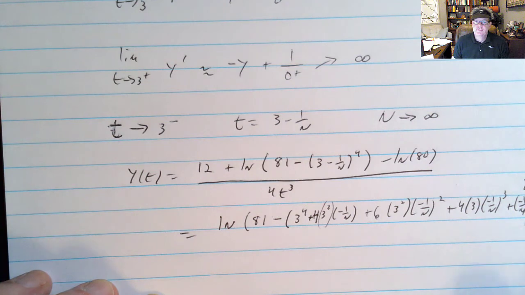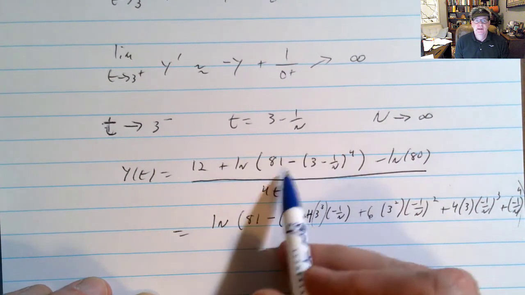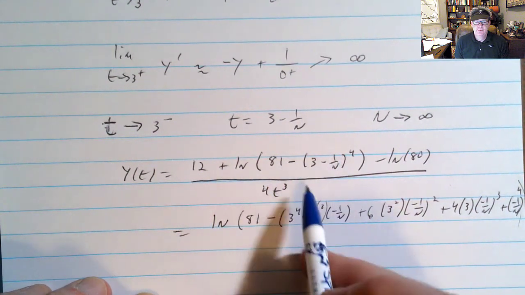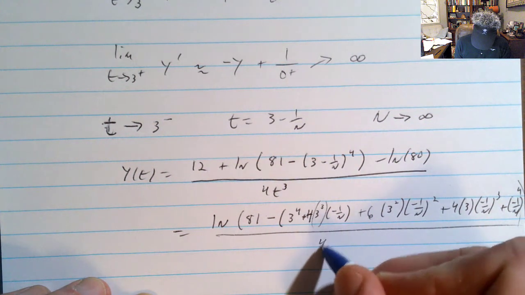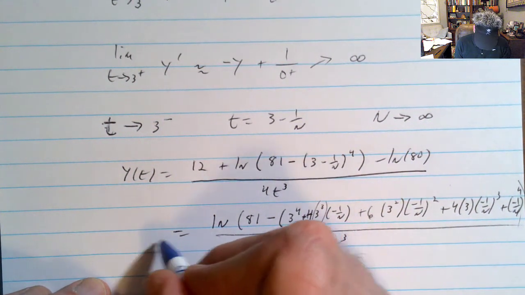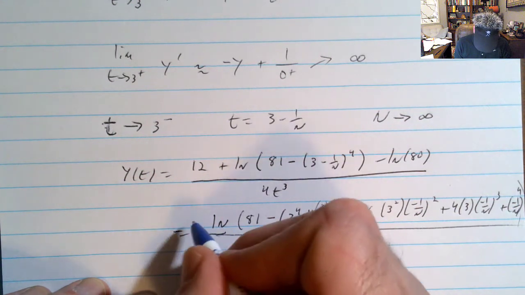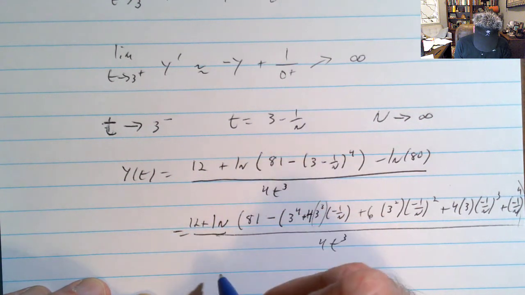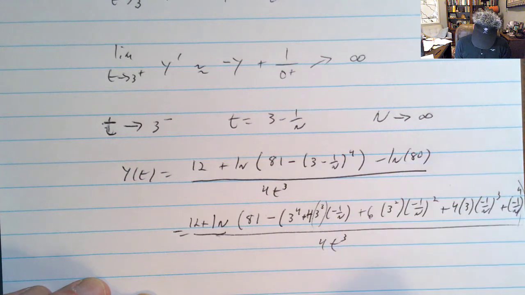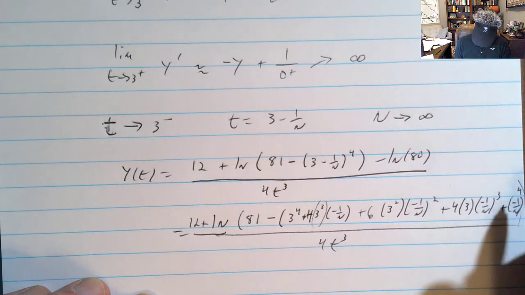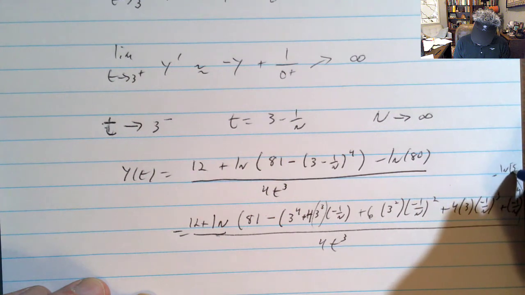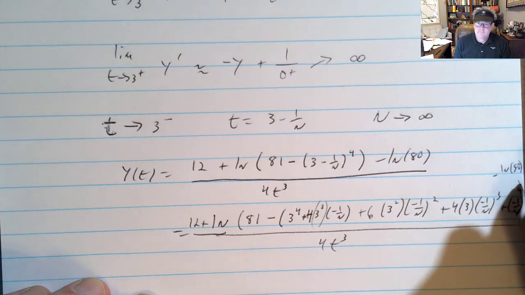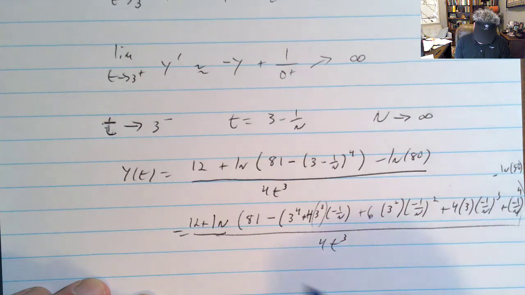So I ran out of space. So that was just this part. And then I got to add those two things. I guess I'll put it here then after all. So 12 plus that, and I also need the minus log of 80. Just write it right here. Minus log of 80 goes after.